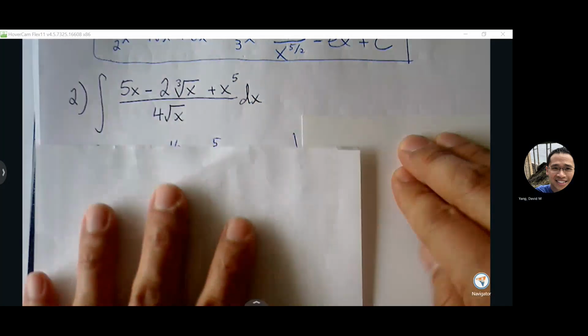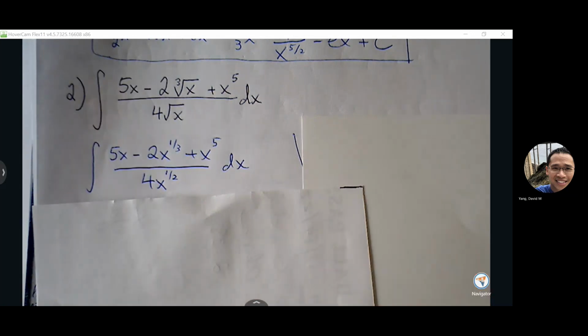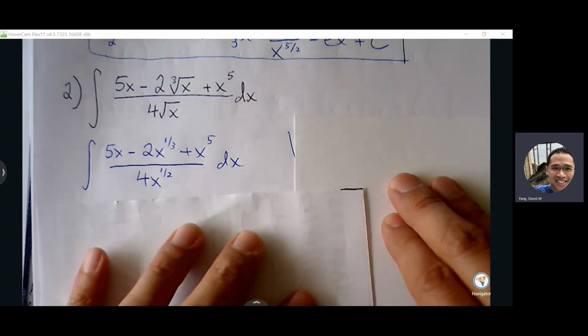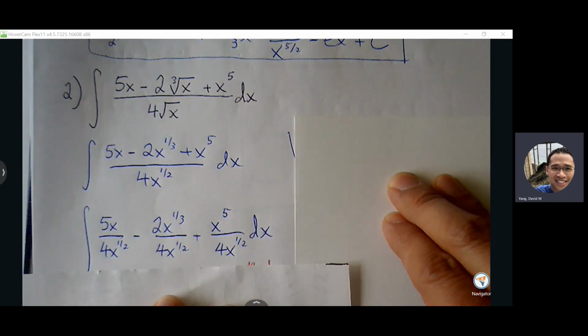Okay, so the cube root of x becomes x to the 1/3, the square root of x becomes x to the 1/2. This is too messy of a problem to handle with one power rule, but we can split it into 3 individual problems. So every term will have a denominator of 4x to the 1/2.